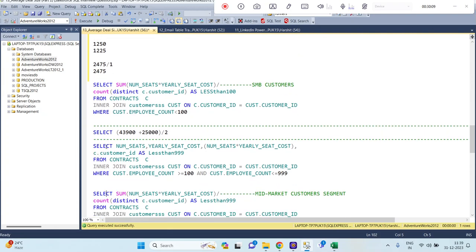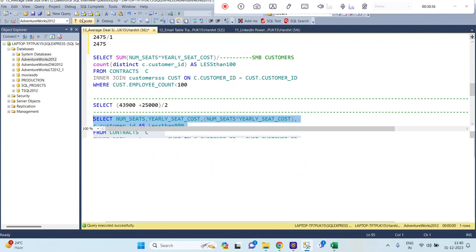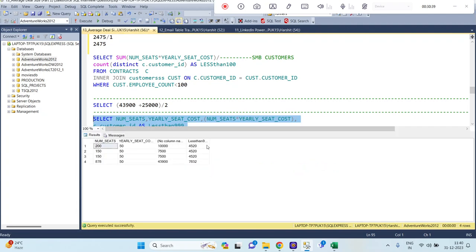Now the same thing we have to do for the second bucket, which is the mid market segment. In which we can consider greater than or equal to 100 and less than or equal to 999. So again we have to do sum of number of seats multiplied by yearly cost and then distinct customers. If you see over here, distinct customers are two, right? So we need to do the sum of all this.